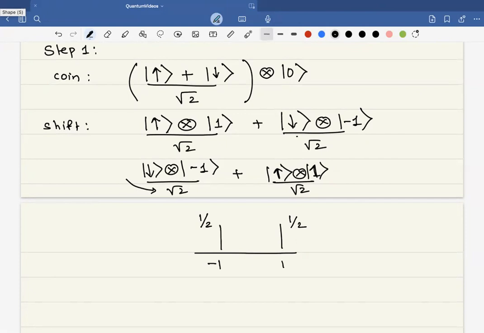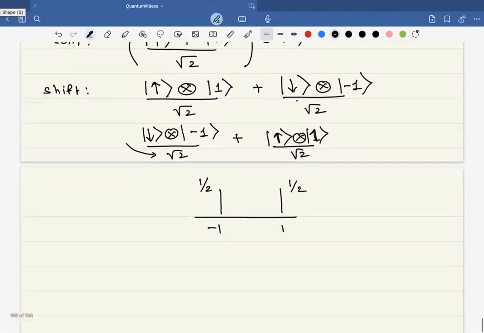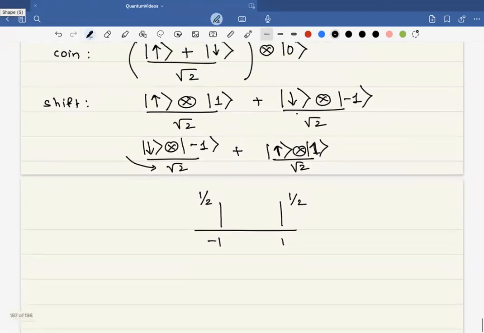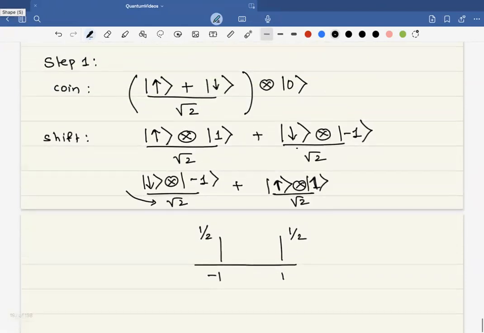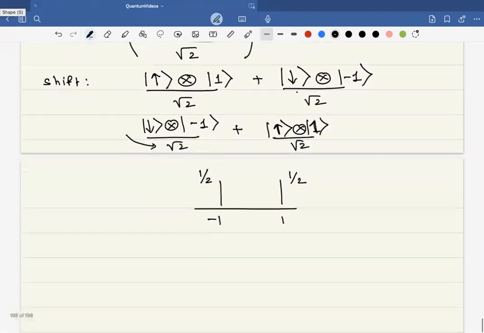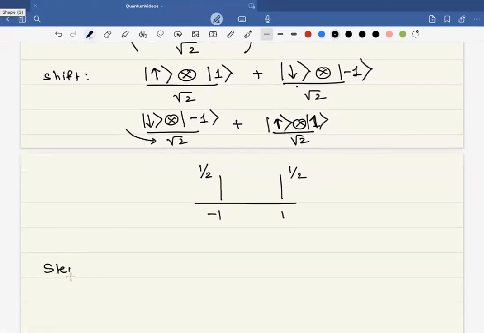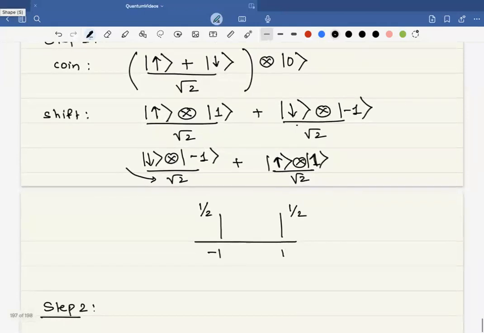So that is if we measure the walker at this stage. If we choose not to measure, then we can apply the unitary again. Let's see what happens if we go ahead with one more step of the walker. So this is step 2. In step 2, the final state of step 1, which is this state, will be the initial state. So let's do this.